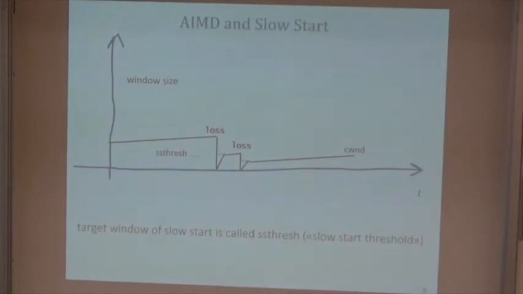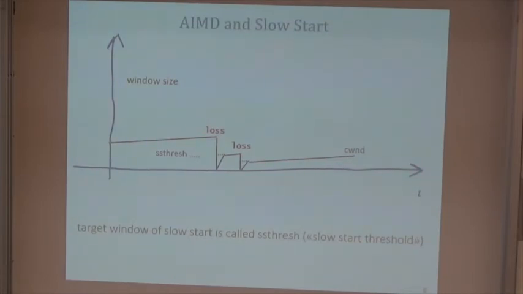So this is a trace, a fake trace over time, of how the window size evolves as a function of time. I'm ignoring slow start here at the beginning. As long as I receive positive acknowledgements, the size of the window increases, roughly speaking, linearly. Then when there is a loss, we halve the window. We divide the window by 2.